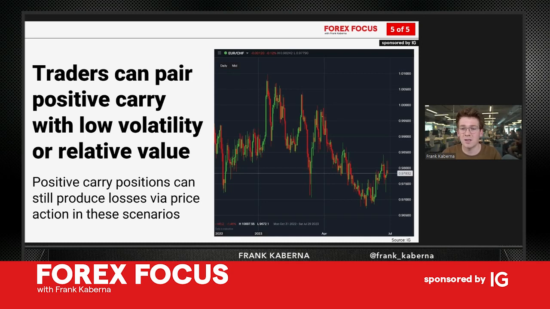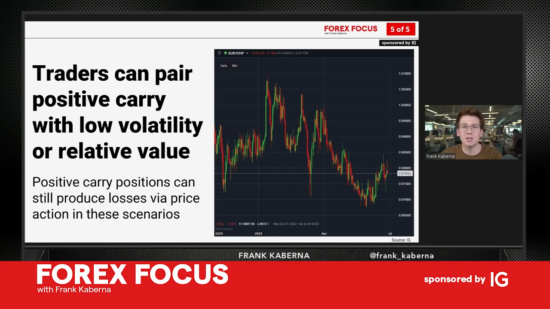And like I say, if you're bringing in a pip or two per night in positive carry, and it moves down 400 pips, that's going to produce some losses there. But compared to the pound dollar, which in the last year of trading has moved 2,500 pips, this is historically been a lower volatility alternative. Or you can try to look for relative value, essentially a market that you're not buying at its highs or selling at its lows.